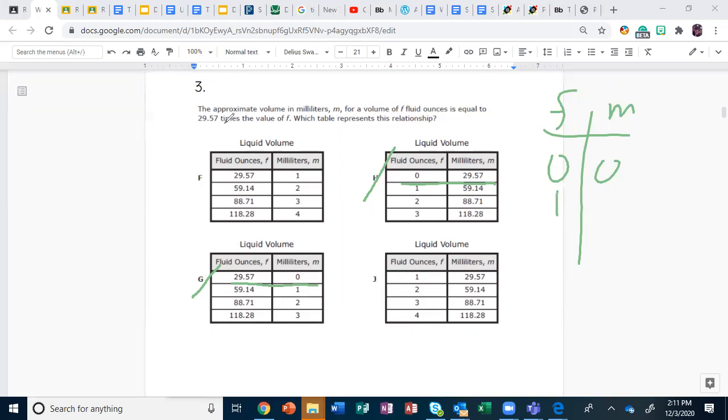Now, what about if I multiply it times 1? What is 29 times 1? 29.57. So which one has 1 and 29.57? J. J is the only one. This one has the same numbers, but what's happening to the numbers? The numbers are backwards. So that's why F is not the answer.